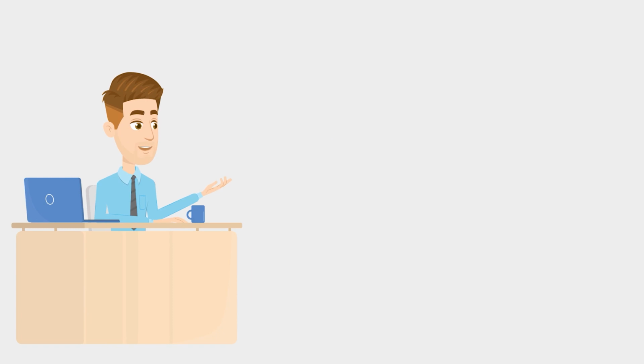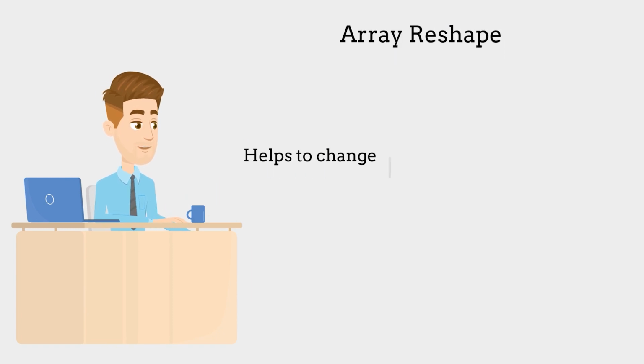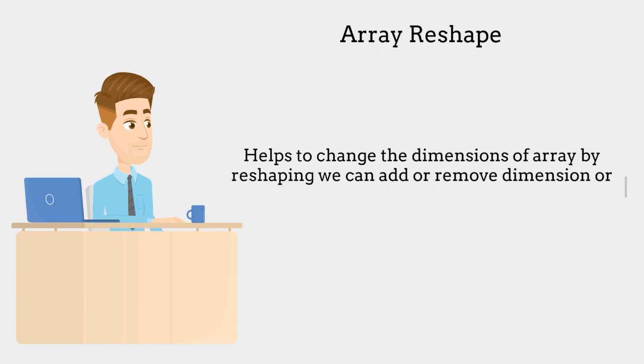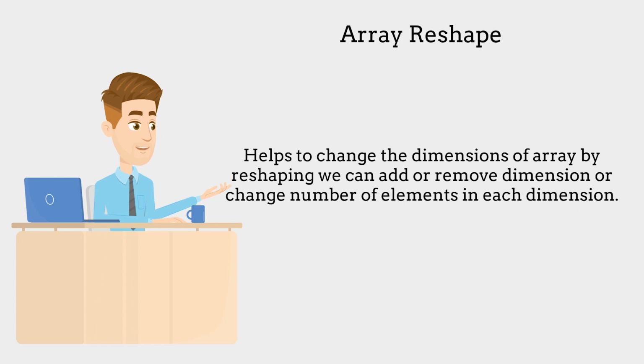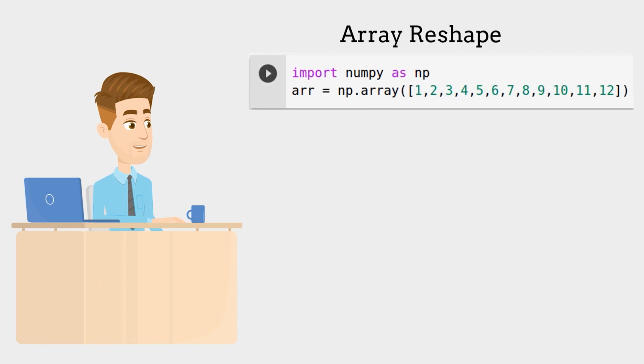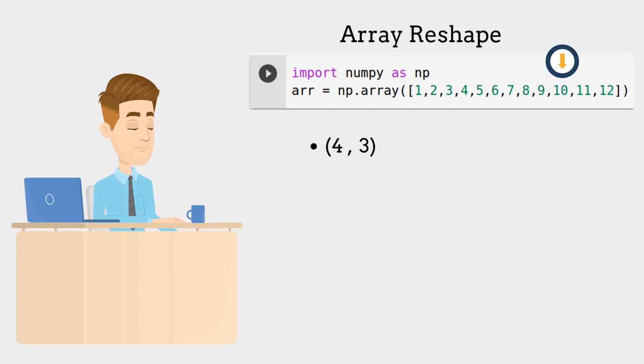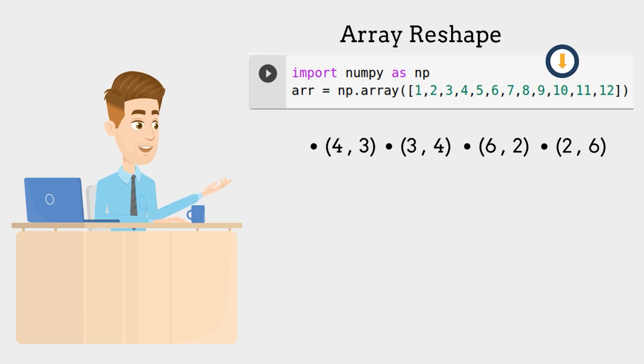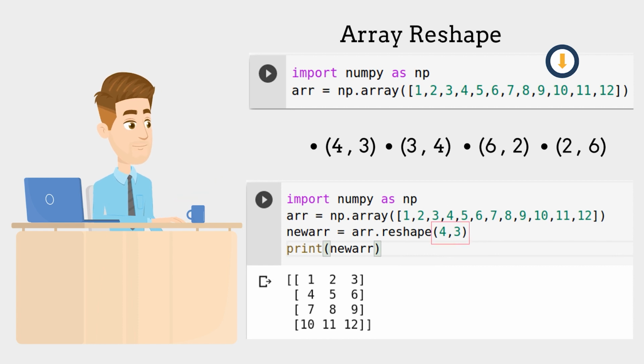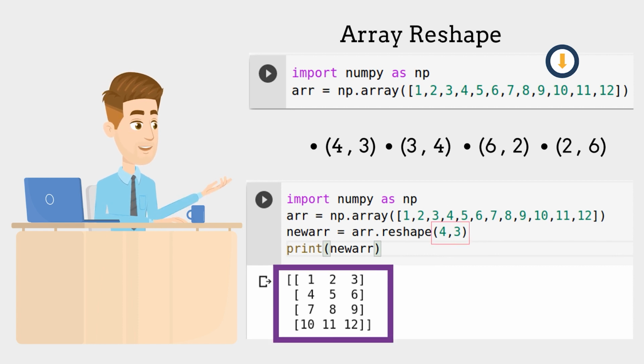We have another amazing property called array reshape. The array reshape property helps us to change the dimensions of the array. By reshaping, we can add or remove dimensions, or change the number of elements in each dimension. Like, here the array is created from 1 to 12 in one dimension. For converting it into two dimensions, we can simply go with 4 rows and 3 columns, or 3 rows and 4 columns, or take any possible combination that fits with all elements. For converting it into two dimensions, pass that combination to the reshape property. Like, here we pass 4 rows, 3 columns, and we got the output in 2 dimensions.